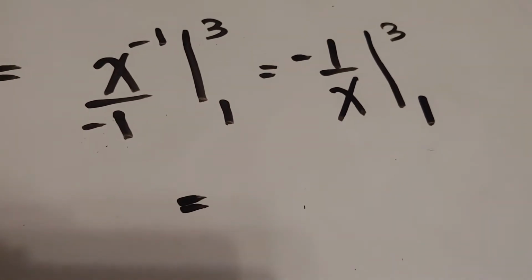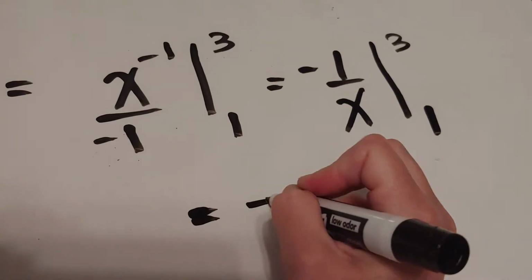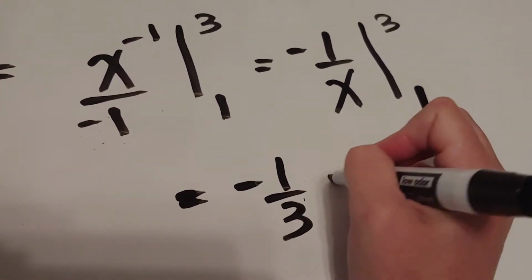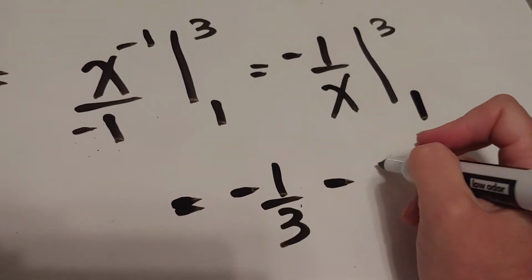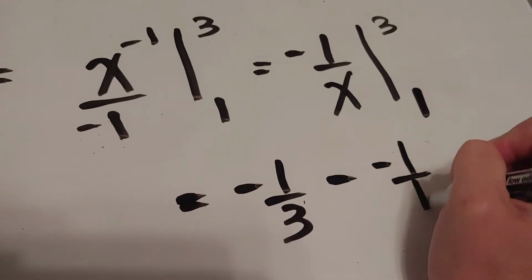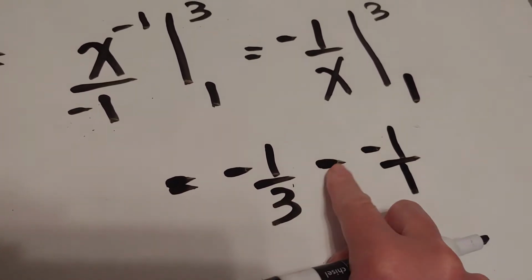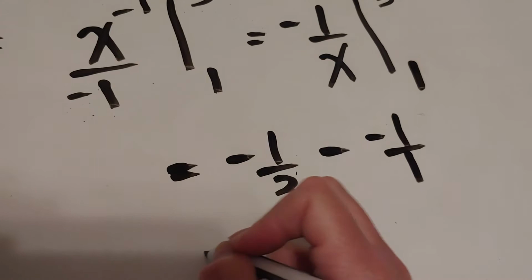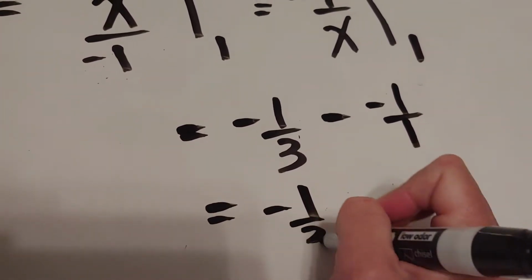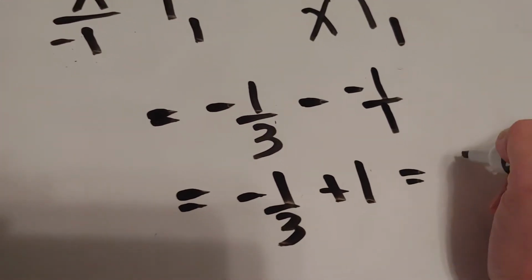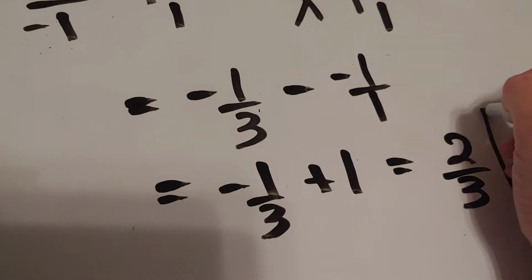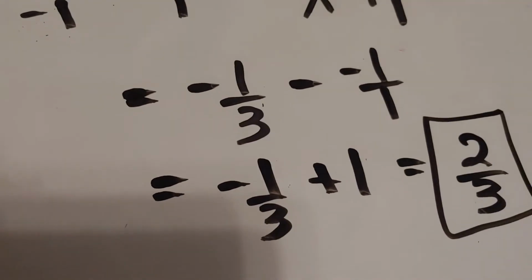Okay. So when I plug in 3, I get negative 1/3. When I plug in 1, I get negative 1 over 1. So I get a negative 1/3 subtracting negative 1, which would be a negative 1/3 plus 1, which is the same thing as a positive 2/3. Okay.